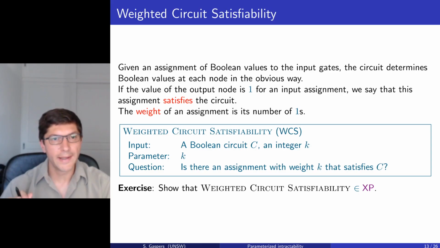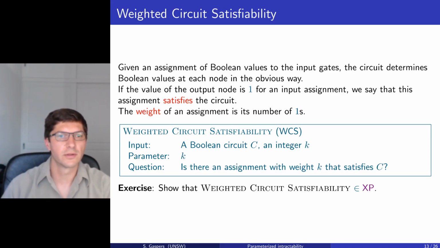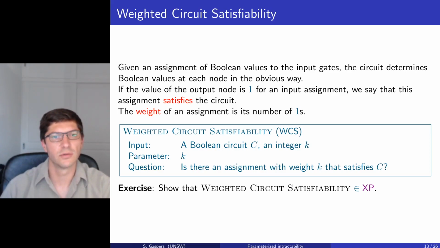And now the weight of this assignment is the number of input nodes that we set to 1. So the number of 1s in the input is our weight. The question is: is there an assignment with weight k that satisfies C? So is it possible to set exactly k input nodes to 1 and all the others to 0, such that when we propagate these values through the circuit, the output node gets set to 1.